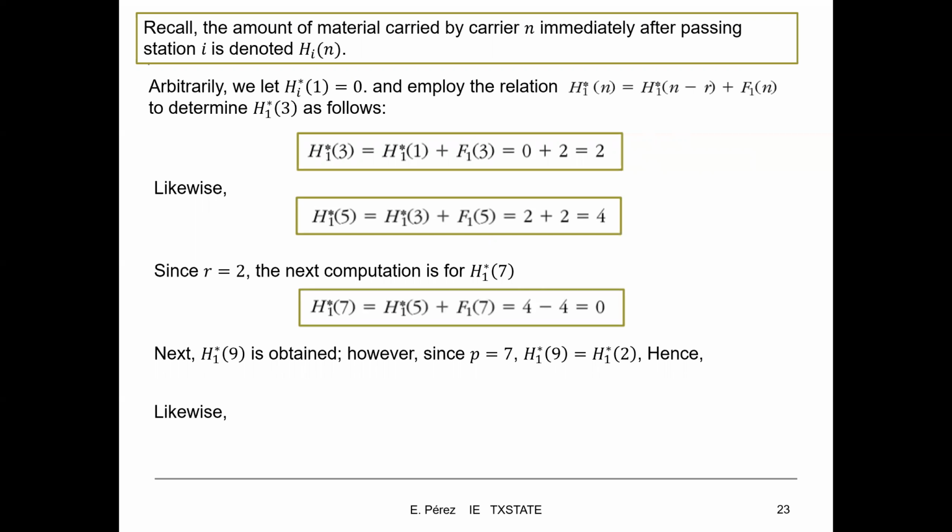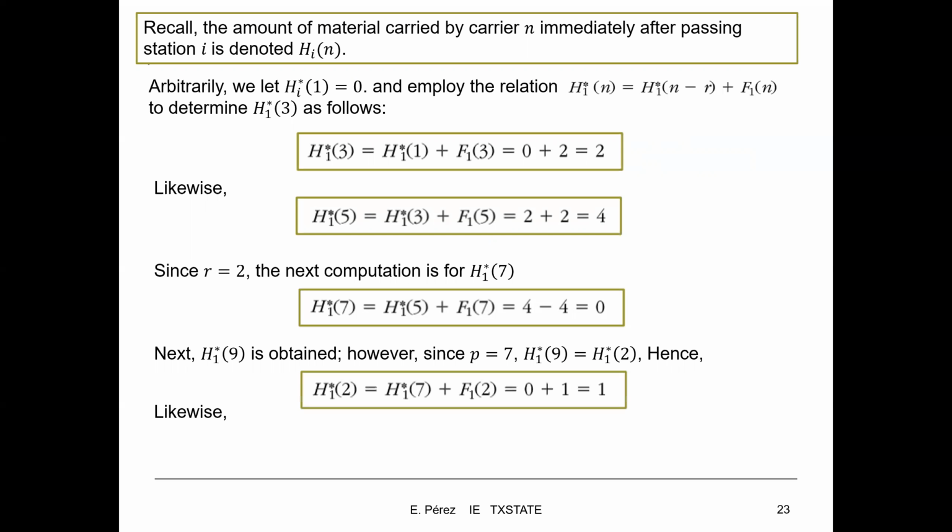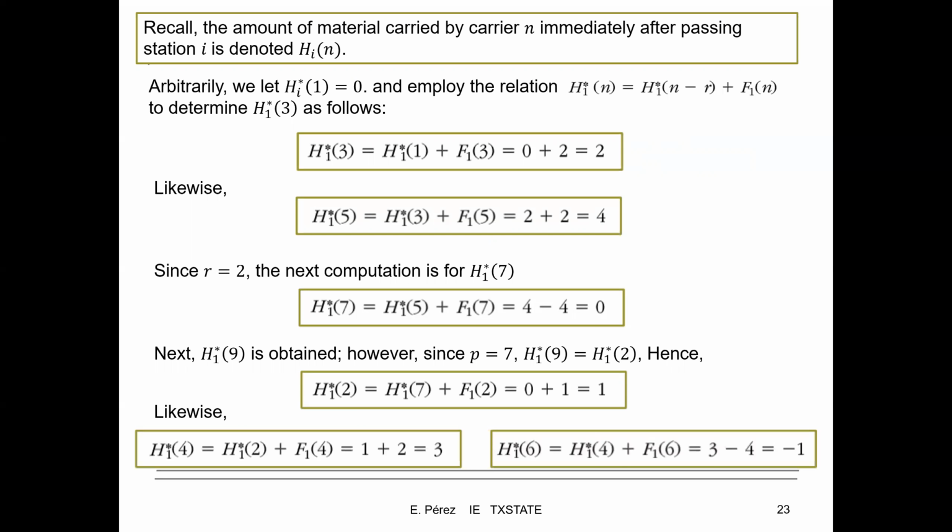So H1 star of 7 is going to be equal to H1 star of 5 plus F1 of 7, which is going to be equal to 4 minus 4, which is equal to 0. The next one is H1 star of 9. However, since P is equal to 7, the period is 7, so H1 star of 9 is going to be equal to H1 star of 2. Hence, H1 star of 2 is going to be equal to H1 star of 7 plus F1 of 2, which is equal to 0 plus 1, which is equal to 1.